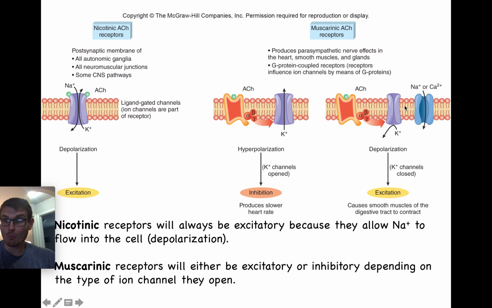In this example, we can do one of two different things. Either we shut a potassium leak channel, meaning less potassium is getting out, that will depolarize us, or we can open a sodium or calcium channel, which would again produce depolarization and be excitatory. So you're not going to know whether a muscarinic receptor is excitatory or inhibitory unless you have that very specific piece of information on what type of ion channel is being opened.